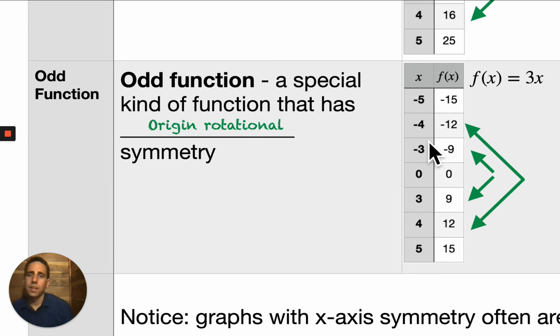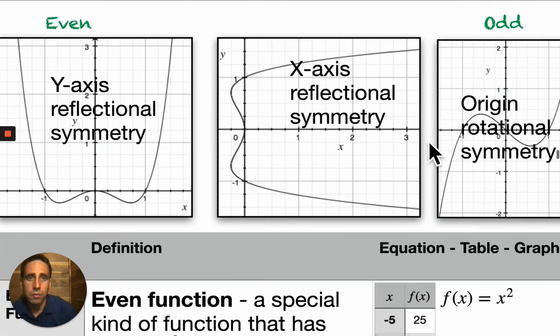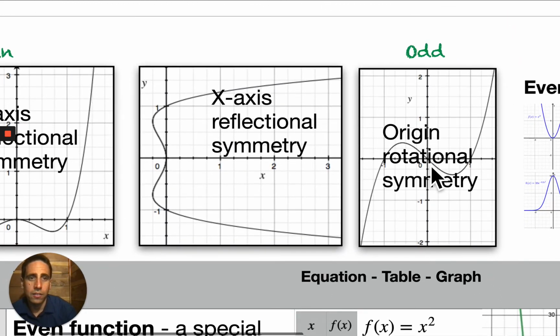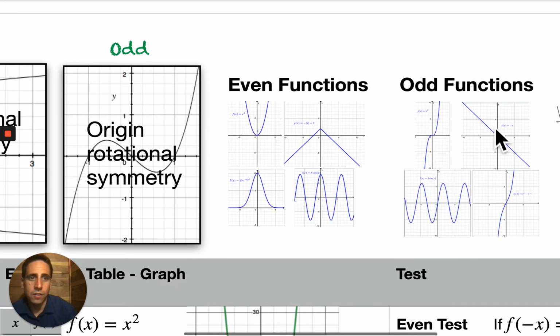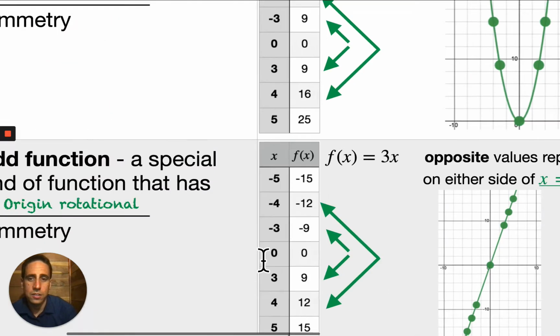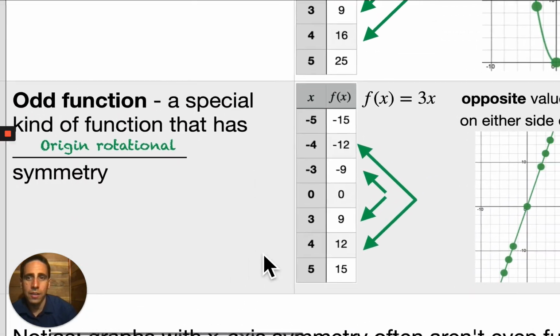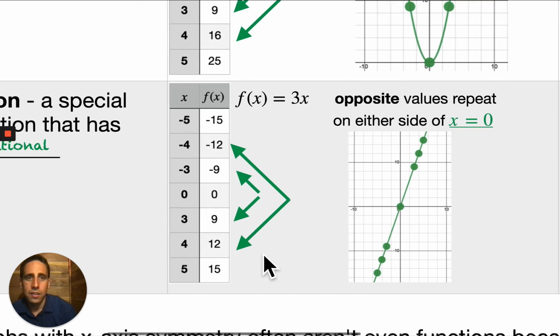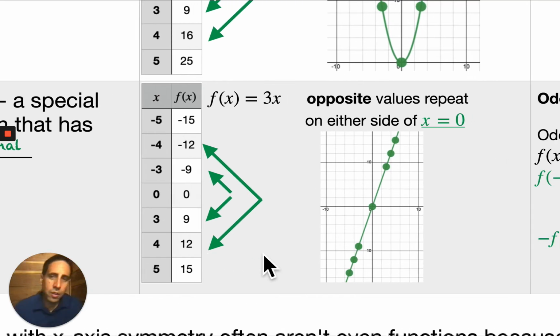Odd function. An odd function is a special kind of function that has origin rotational symmetry. We saw that up here, like this. Odd function, odd function, odd function. These are all odd functions. What does it mean exactly? Oh yeah, let's do the equations and tables first.